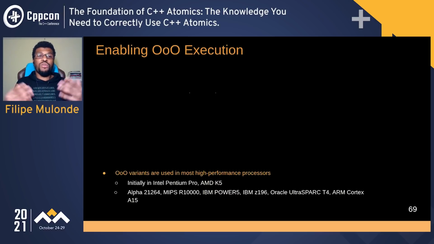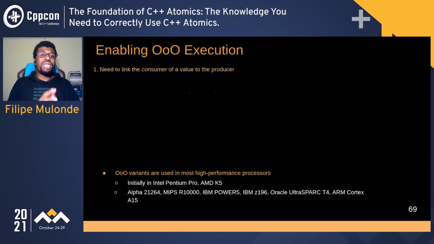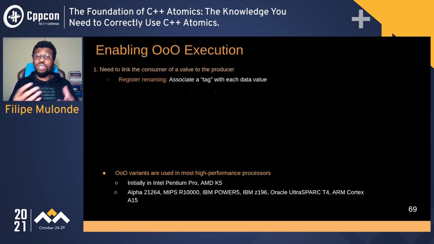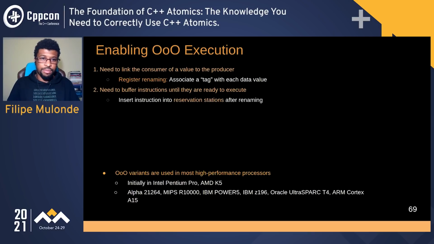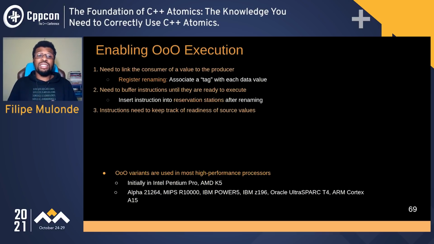To enable out-of-order execution, we need to link the consumer of a value to the producer. And we do that by using register renaming. We associate a tag with each data value. And we need to buffer instructions until they are ready to execute. We insert instructions into the reservation station after renaming. Instructions need to keep track of the readiness of source values. And we do that by broadcasting the tag when the value is produced.